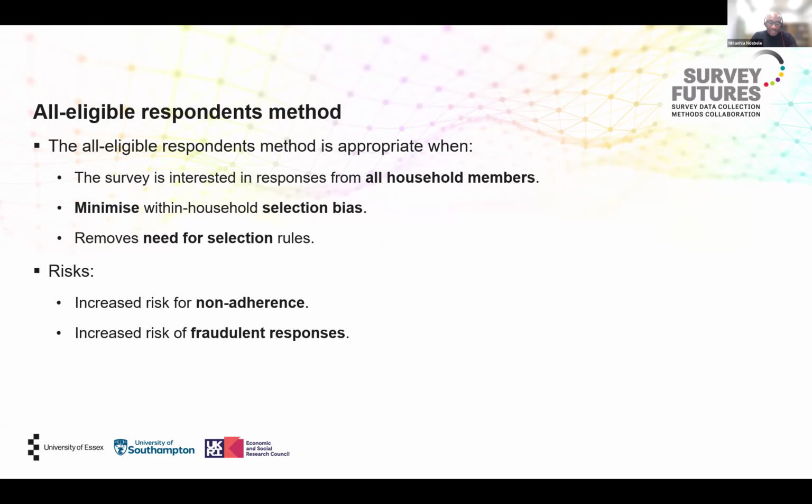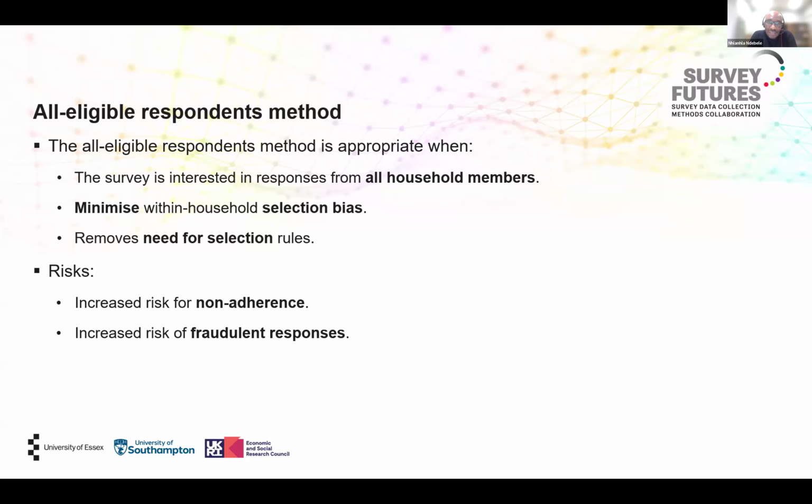The other method is selecting all eligible respondents from within a household. Now, this is appropriate if your survey is about collecting information from all household members. You might be interested in household level data. Then you need responses from all members in the household.